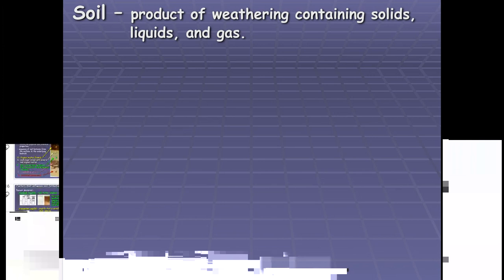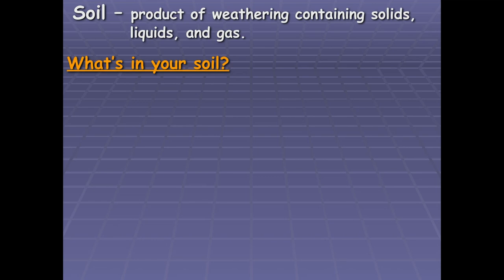So looking at soil, by definition, soil is a product of weathering. And typically soils will contain a solid, liquid, and a gas, which again differentiates that from much of the material found on other planets. So solids, liquids, and a gas. So what's in your soil? That comes from that little saying, what's in your wallet? But in this case, we're looking at what's in your soil.